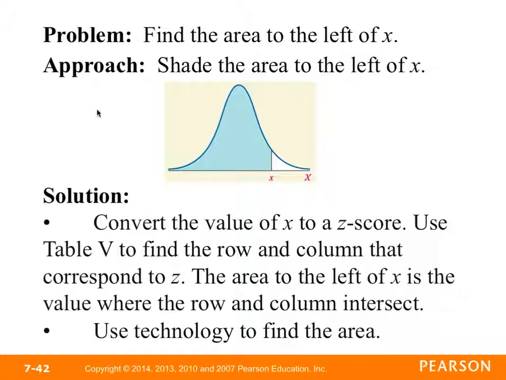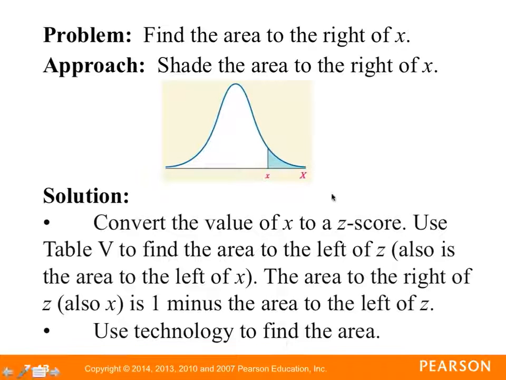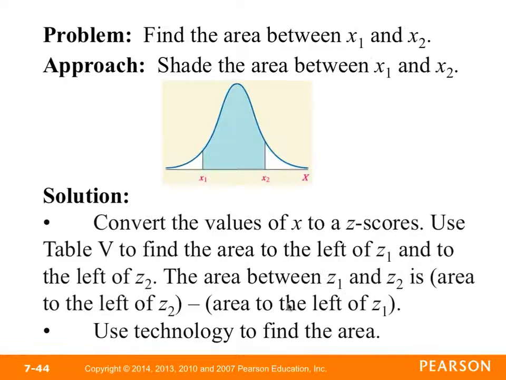Okay, so here's a nice little summary. We're going to go through 3 slides that have the 3 different approaches and solutions. If we want to find the area to the left of x, we just shade to the left. We find a z-score and look it up on the table, and that's it. You can also use technology to find the area. If you have a graphing calculator, it will do that as well. StatCrunch will also do this. If you want area to the right, again, you convert the value to a z-score, use the table to find the area, and then do 1 minus that table value. Or again, you can use technology.